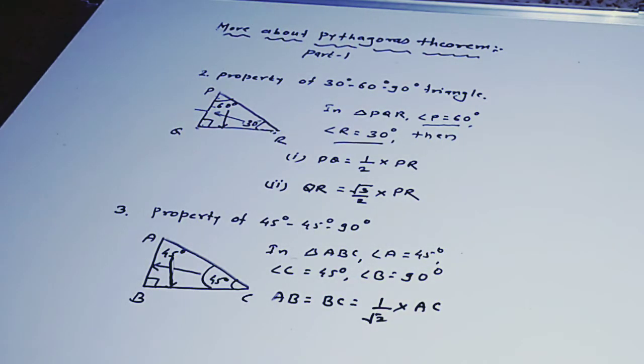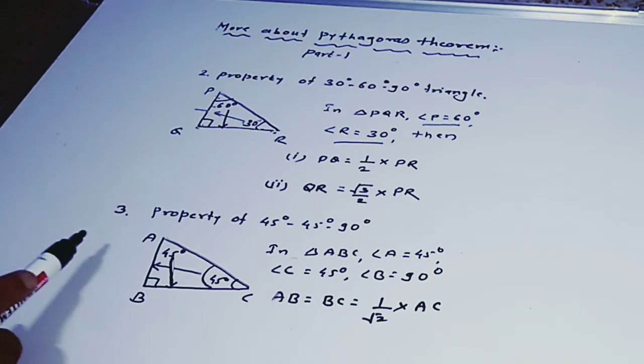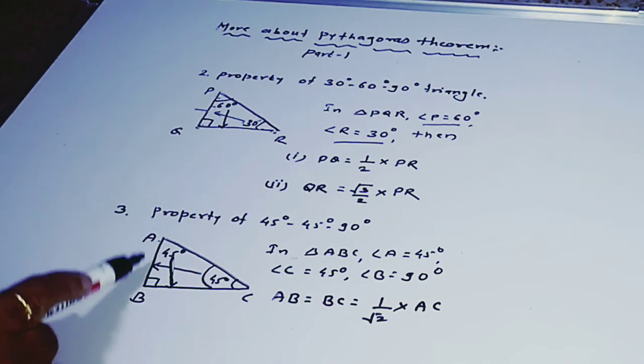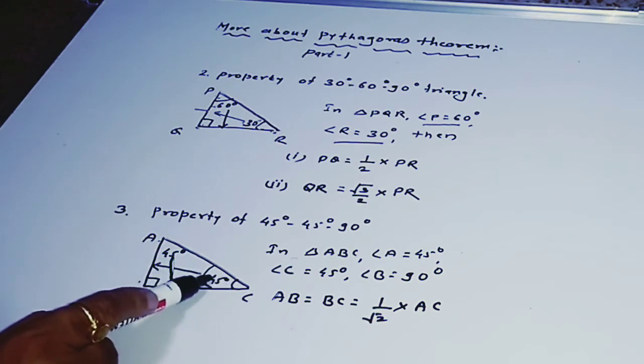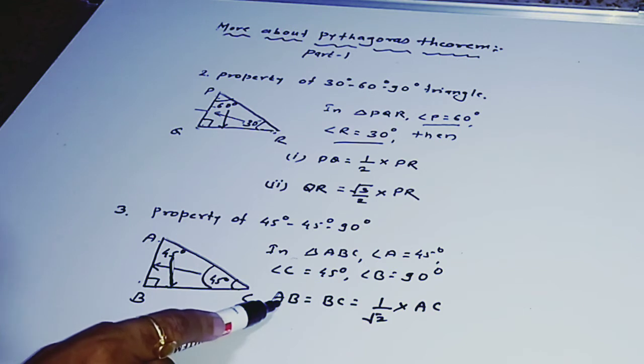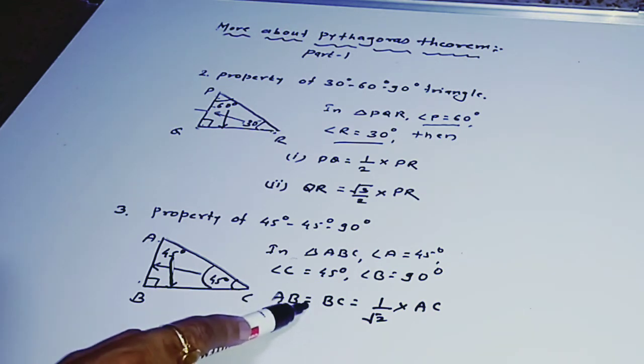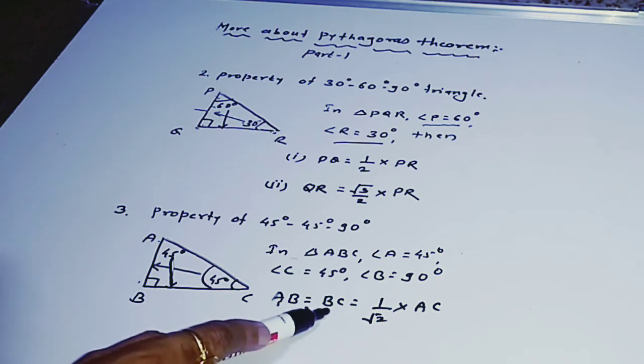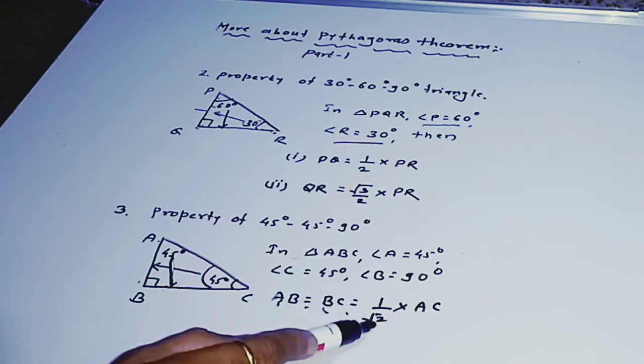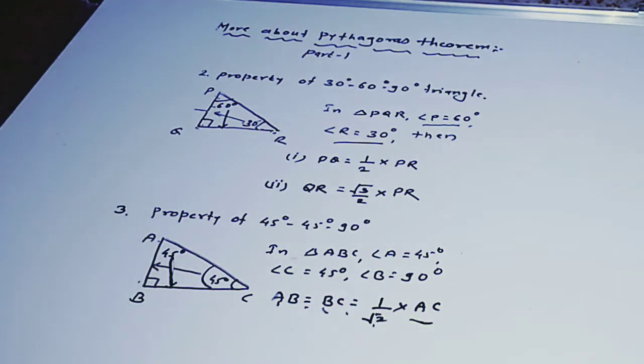This is another behavior of the 45-45-90 triangle. When we have a 45-90 degree triangle, the side opposite to 45 degrees is 1 by root 2 times its hypotenuse. In triangle ABC, the sides opposite to 45 degrees, AB equal to BC, equal 1 by root 2 times the hypotenuse, that is AC.